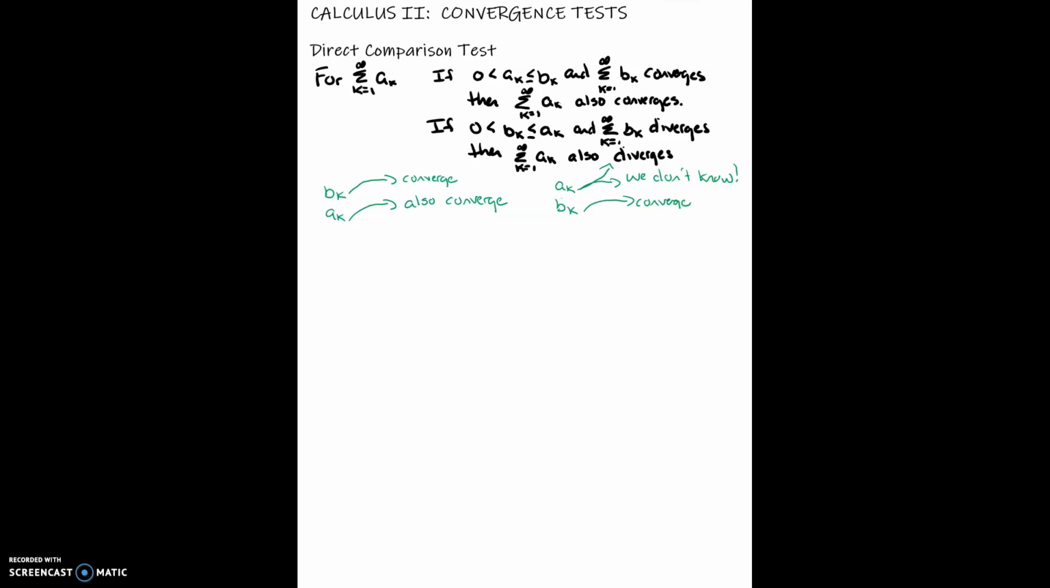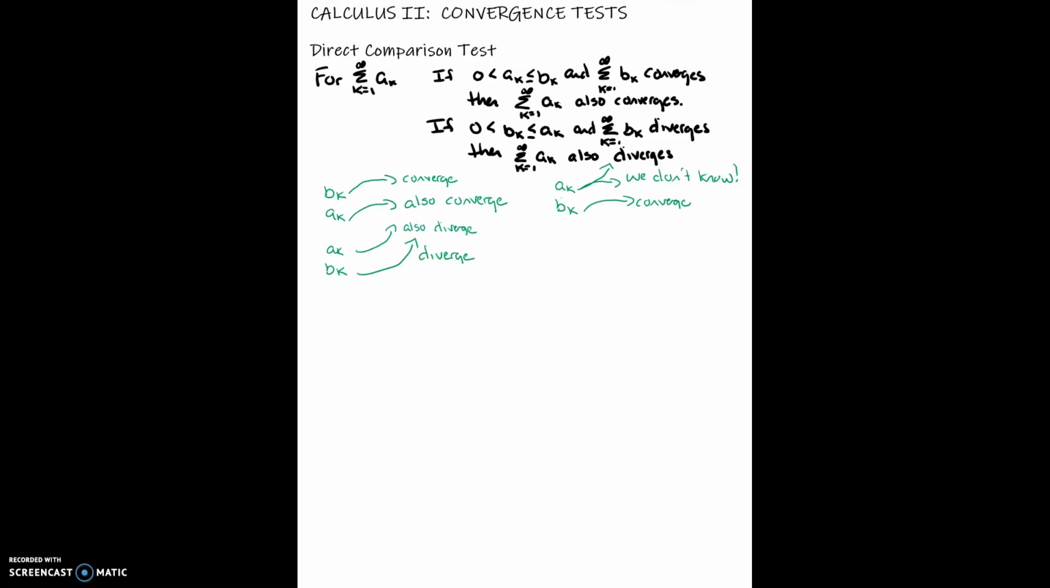Looking at the second situation, where the b sub k's are smaller, so our b sub k's are smaller than the a sub k's, we also know that the b sub k's diverge. The b sub k's go up and diverge. Well, what about those a sub k's? Could they converge? No, that's not going to work. So it turns out the a sub k's must also diverge.